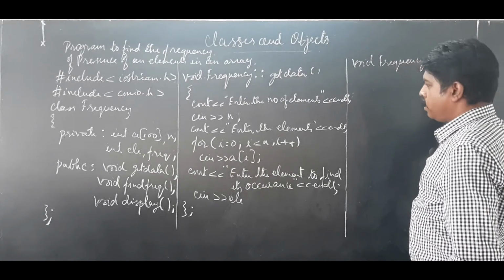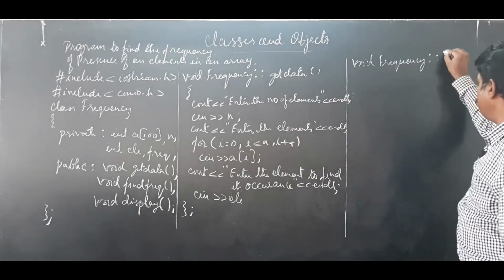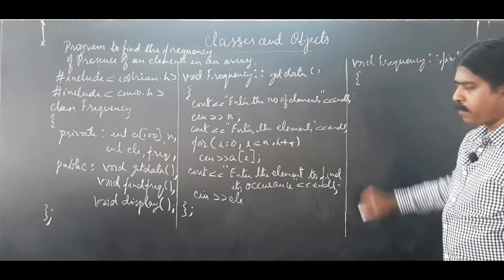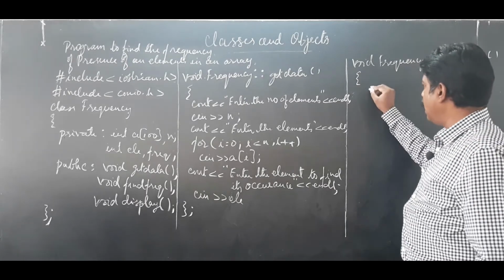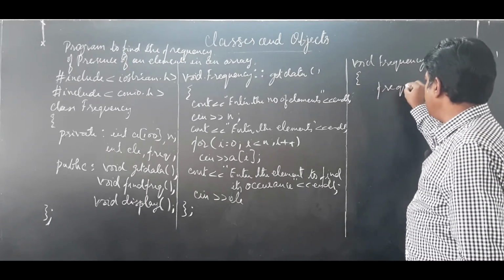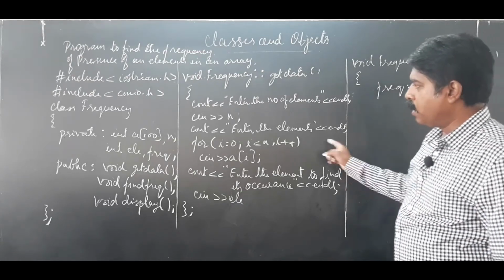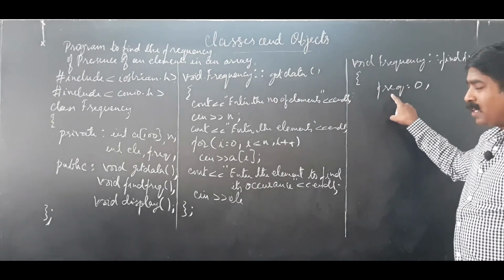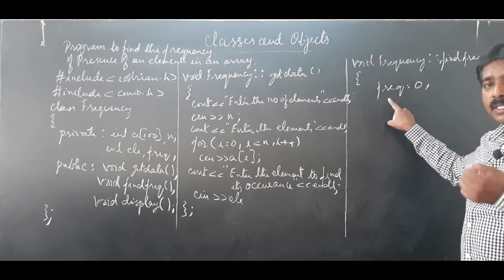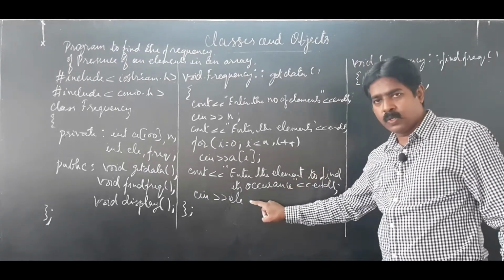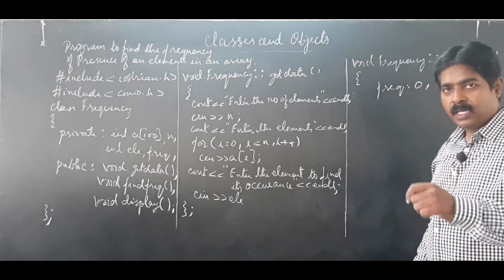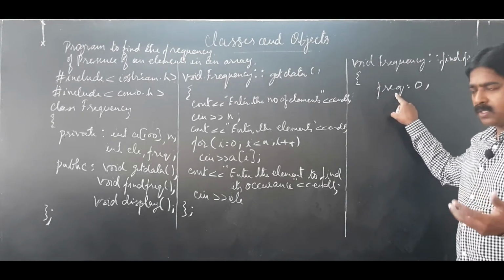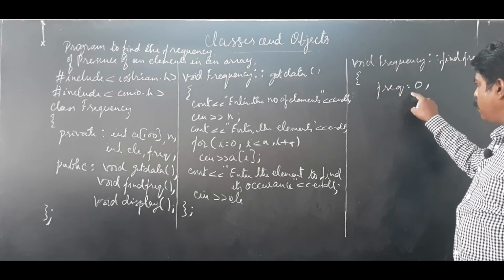scope resolution operator, the second member function, find FREQ, then I open a flower bracket. After that I write FREQ equals 0, because the initial value of this frequency, or FREQ, which is considered to count the number of times this element is going to occur, whether it is occurring or not. If it is occurring, it may occur once or twice or thrice. So FREQ will be noting down 0.